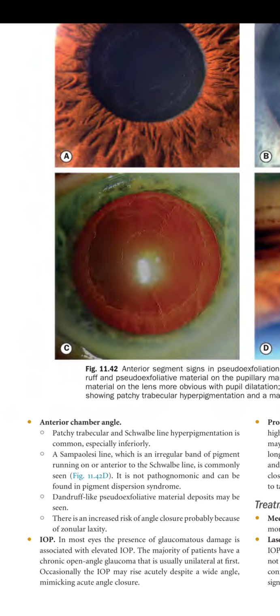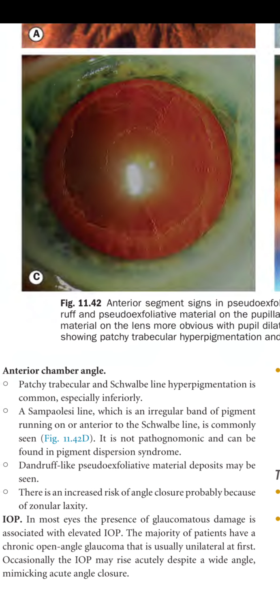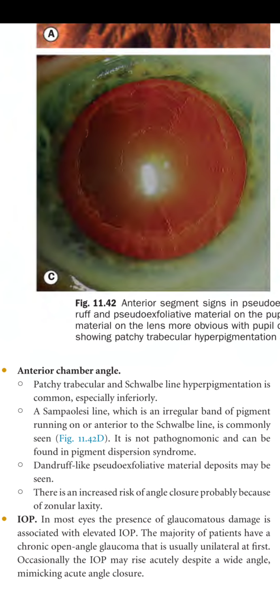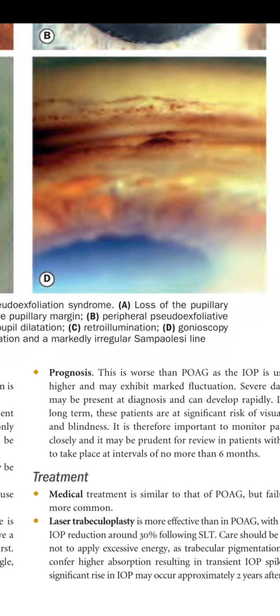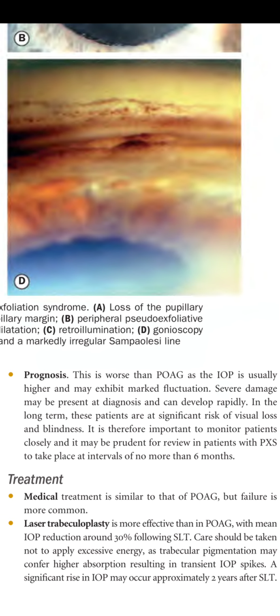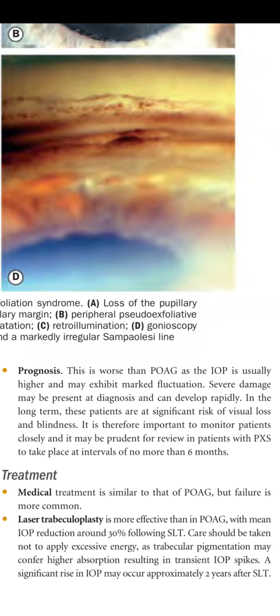So how is the IOP? In most cases, the presence of glaucomatous damage is associated with elevated IOP. The majority of the patients have chronic open-angle glaucoma that is unilateral at first. Occasionally, IOP may rise acutely despite a wide angle, mimicking acute angle closure. This is worse than POAG, as the IOP is usually higher and may exhibit marked fluctuation. Severe damage may be present at diagnosis and can develop rapidly.